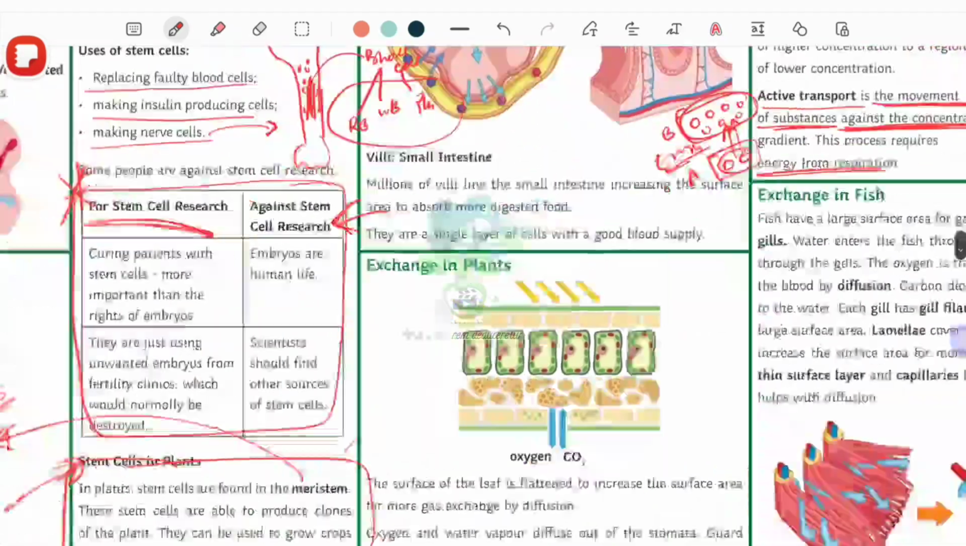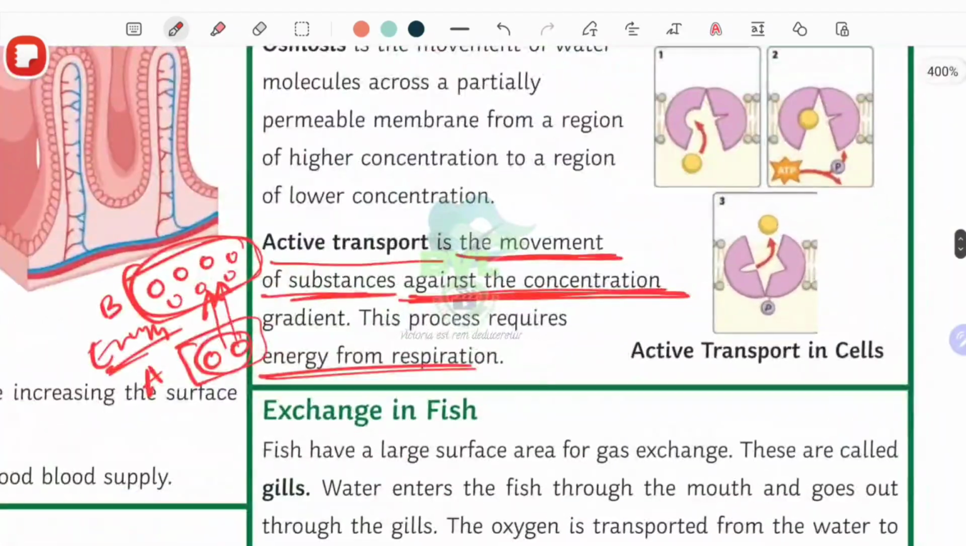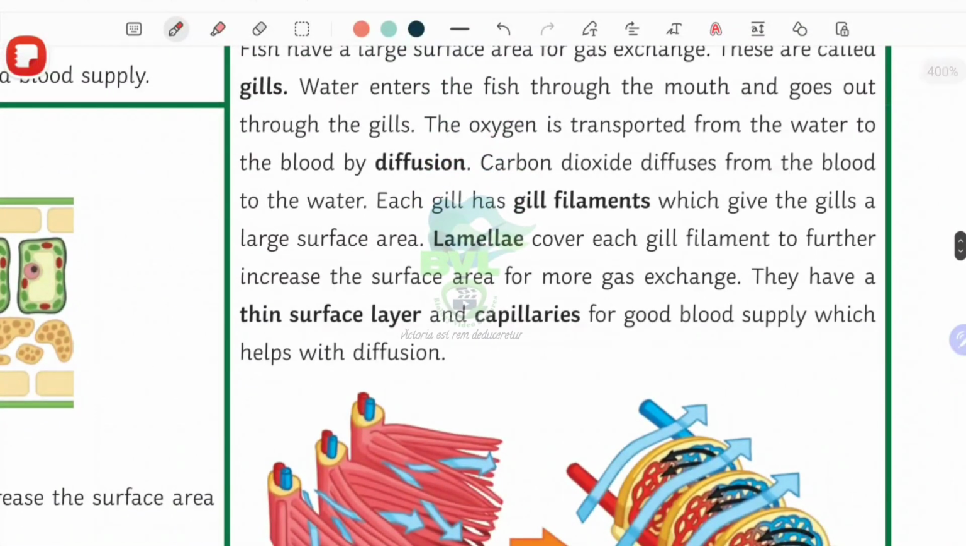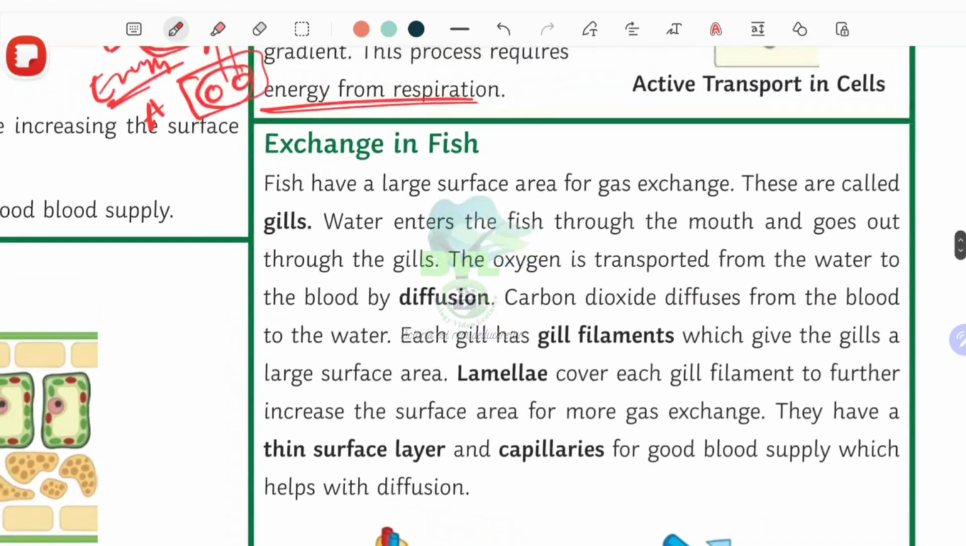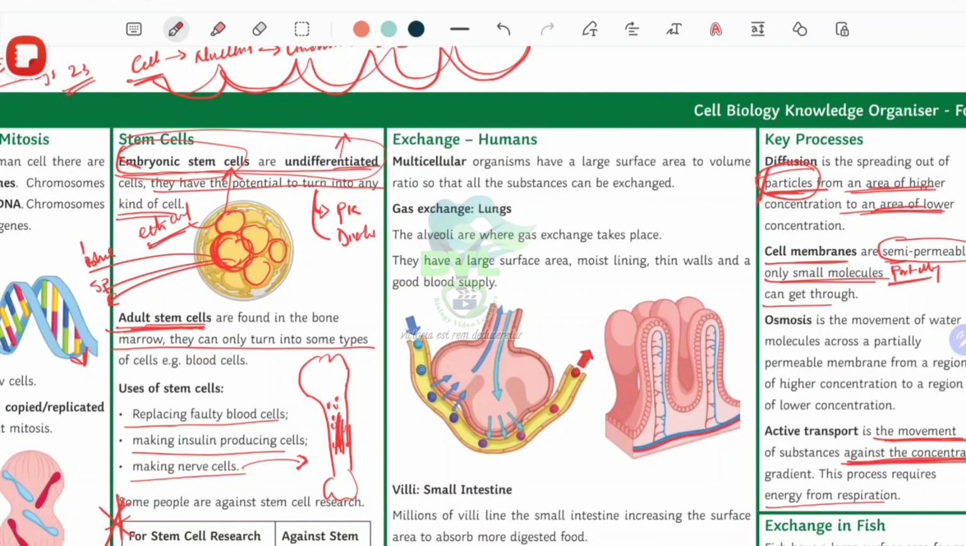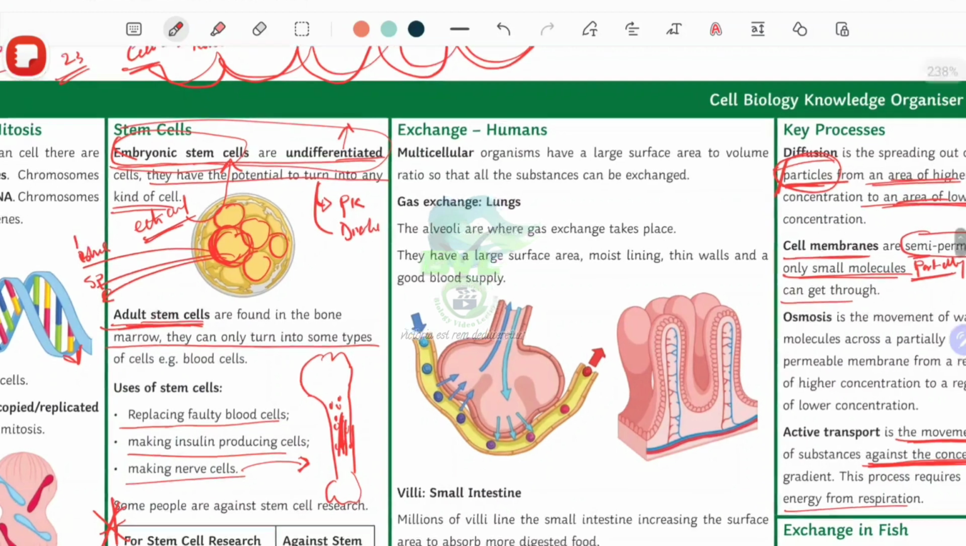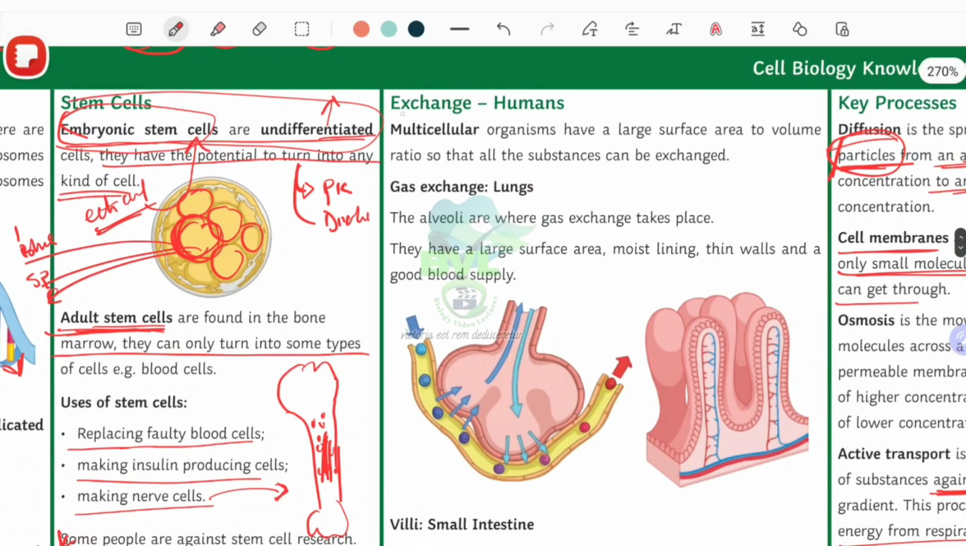So having established that, we move on to gas exchange. Now, gas exchange is both in animals and in humans as well. So we look at gas exchange. You need to understand that we have gas exchange taking place in animals like humans.